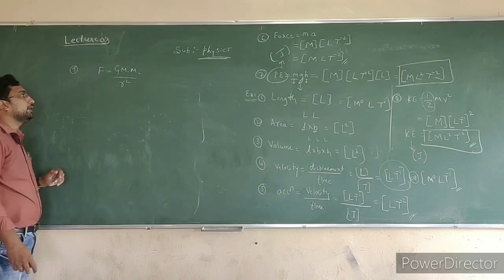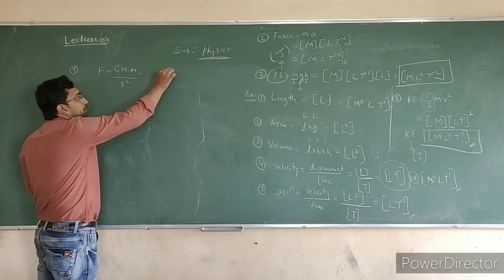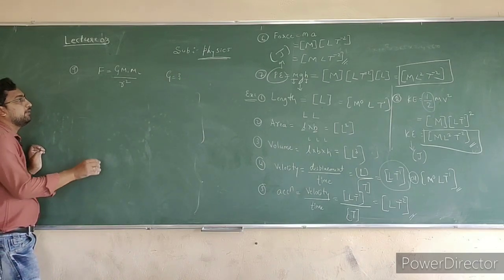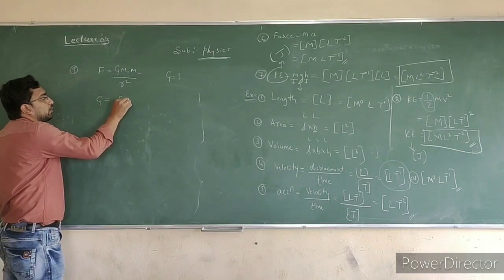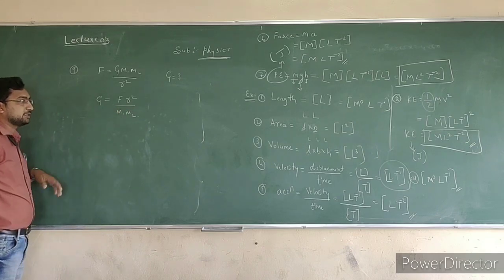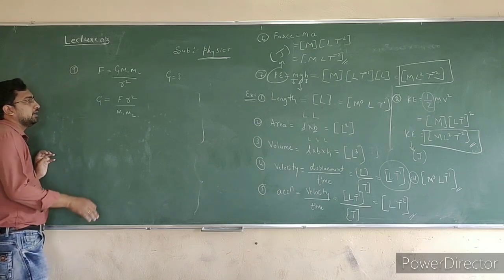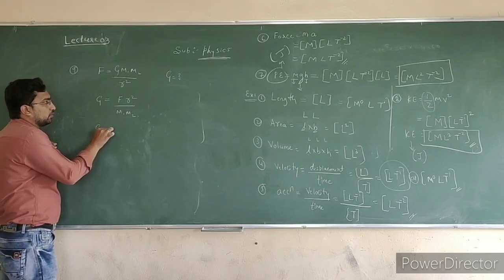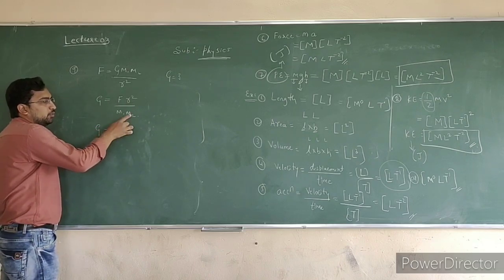So here we are going to write the dimensional formula for capital G. Capital G indicates the universal gravitational constant. So then capital G is equal to F into r square divided by m1 into m2. So this is the expression to calculate the G value. So in this case we are going to write the dimension formula for capital G. Here F indicates the force, r indicates the distance, and m1, m2 are the masses.